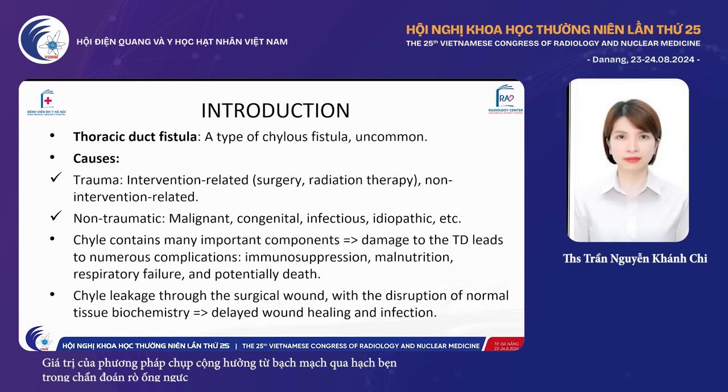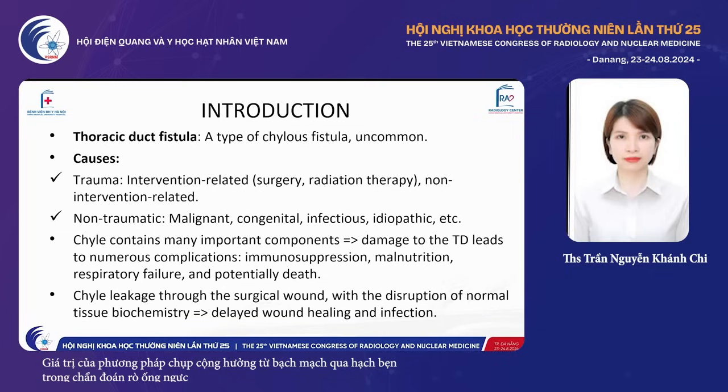Thoracic duct leakage is a rare condition. It can be categorized into 2 main groups of causes. Traumatic causes, including surgery, intervention, or radiation therapy. And the other group is non-traumatic causes, including malignancies, congenital, infectious, or idiopathic.